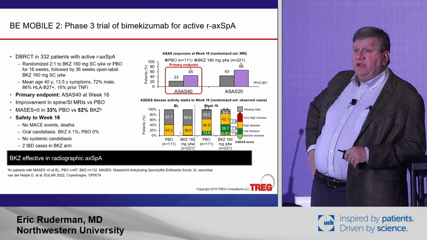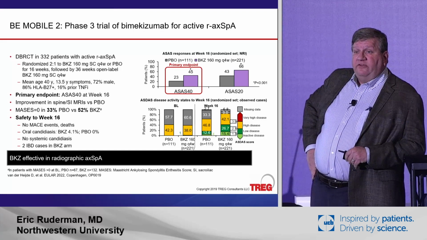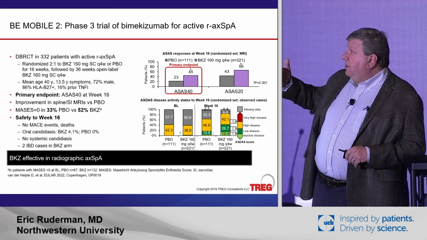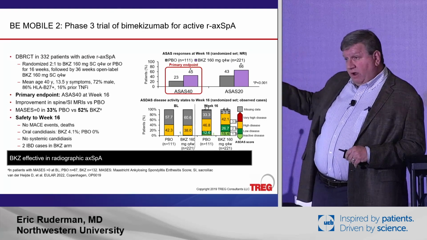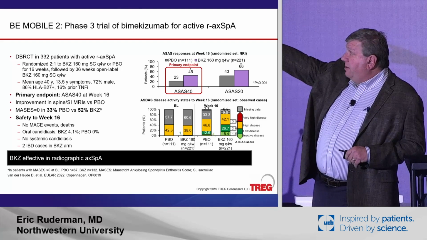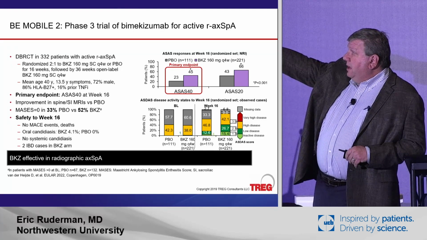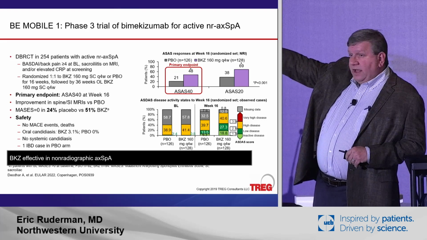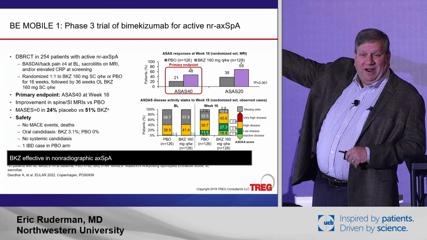And coming up, bimekizumab. This is the IL-17A and F inhibitor in that same family. Here is radiographic axSpA or ankylosing spondylitis, and I just call your attention to the red box on the top there, primary endpoint ASAS-40. And now I'm going to show you the trial that they did with non-radiographic disease, and it very much looks like the same red box.